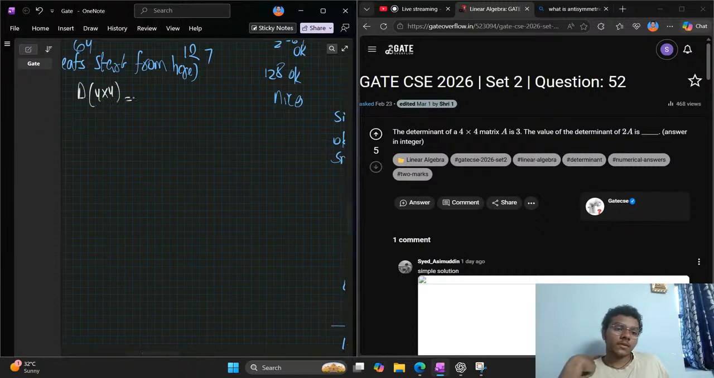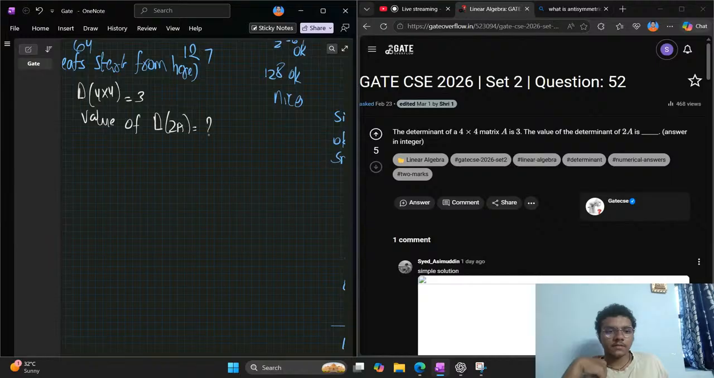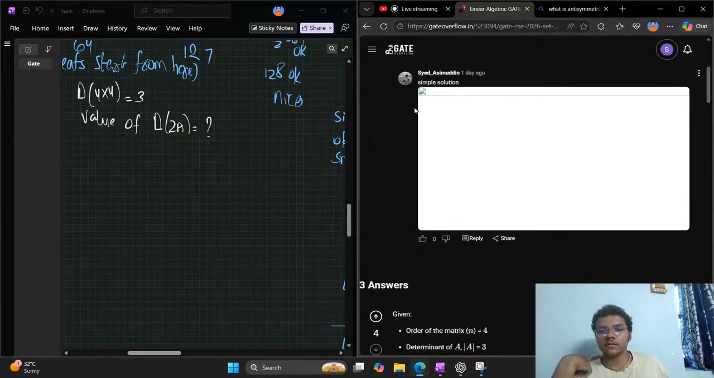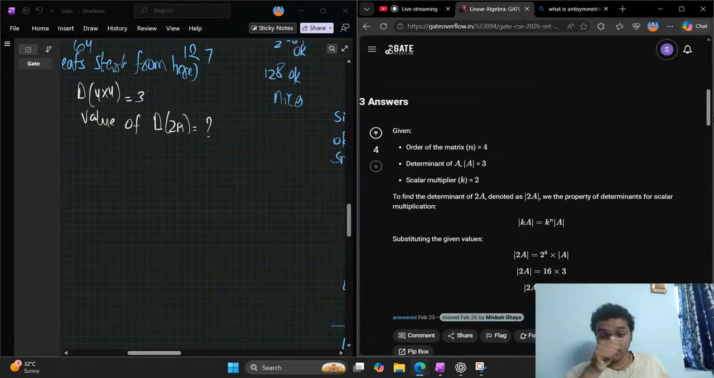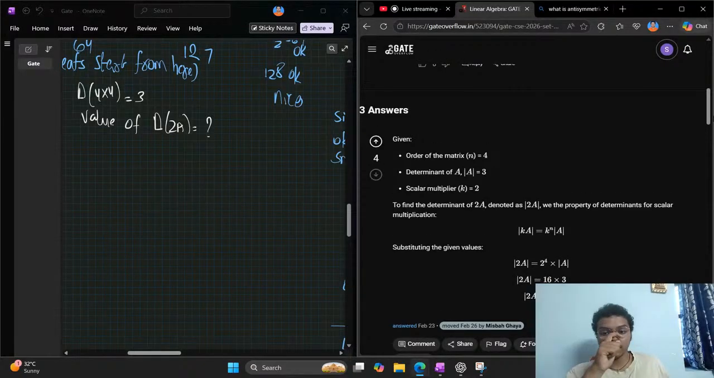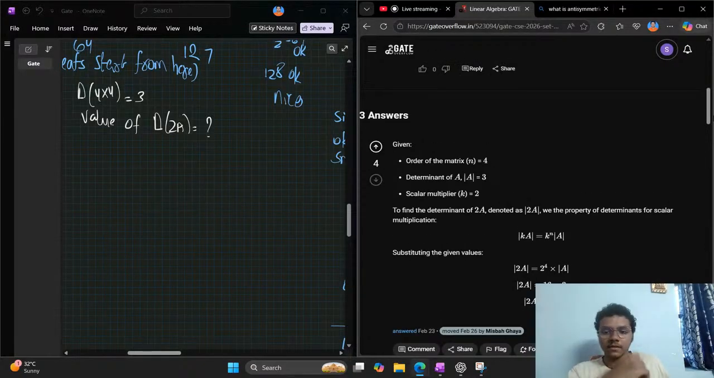Determinant of a 4 cross 4 matrix is 3. Value of the determinant of 2A is how much? How do you even get the answer to this? Okay. Order of matrix. Okay. Scalar multiplier.